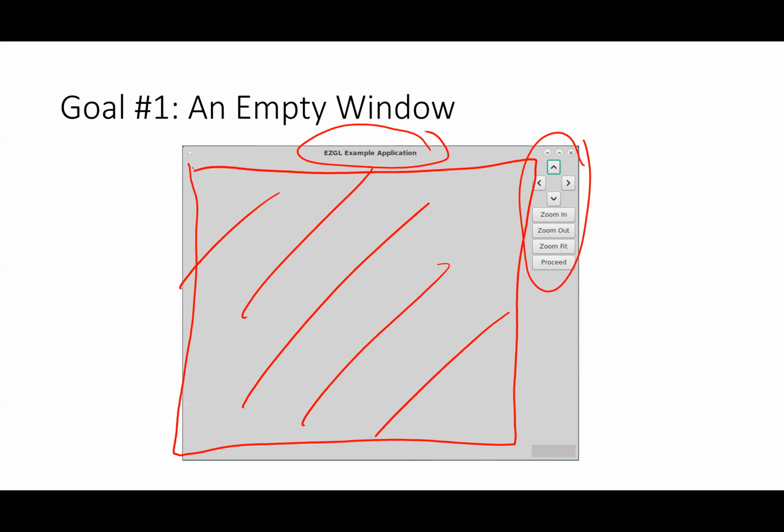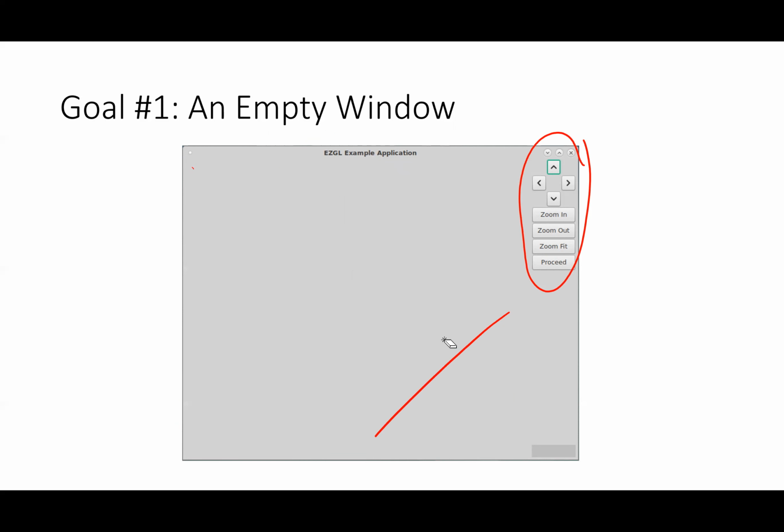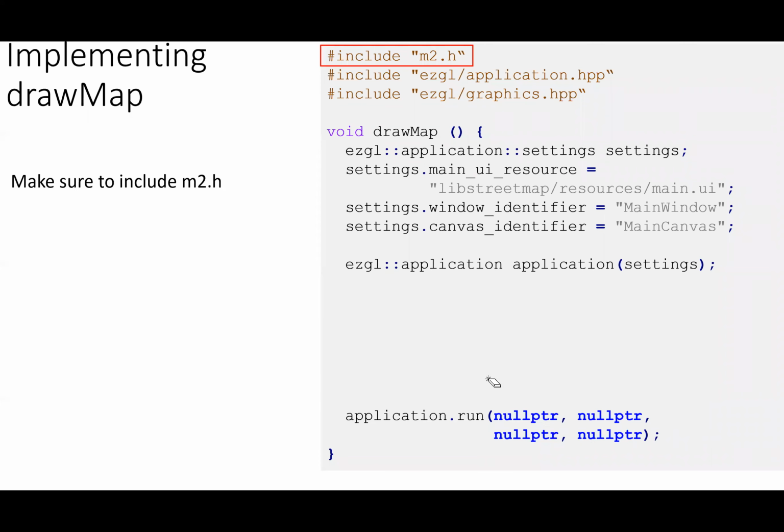Okay, so that's where you're going to draw your visualization of the city. But we're not going to do that yet. We just want to get this window going. Okay, so how do we do that? So we're going to write this in libstreetmap/source.